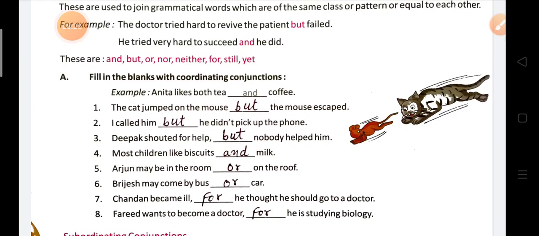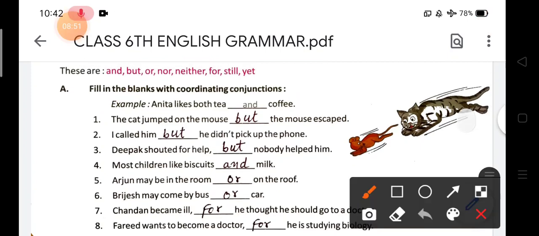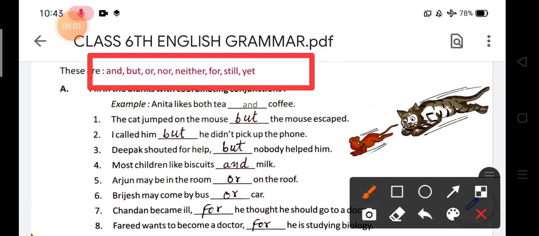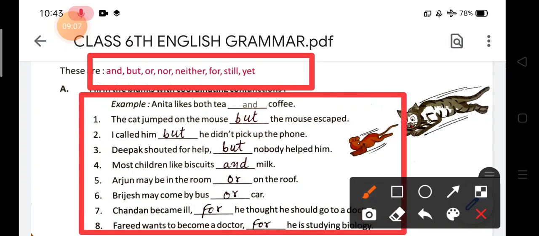Example number one is already solved. You can see in your book, Anita likes both tea and coffee. So this is the first example, already a solved example given in your book. The main point you should understand is that all these are the coordinating conjunctions, and this is the list of coordinating conjunctions. In all these examples, as you are seeing, you will fill in coordinating conjunctions also. The first is already solved: Anita likes both tea and coffee.